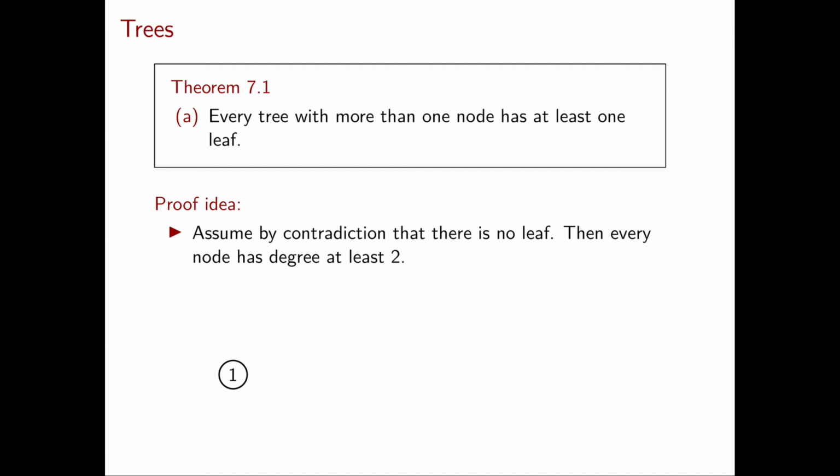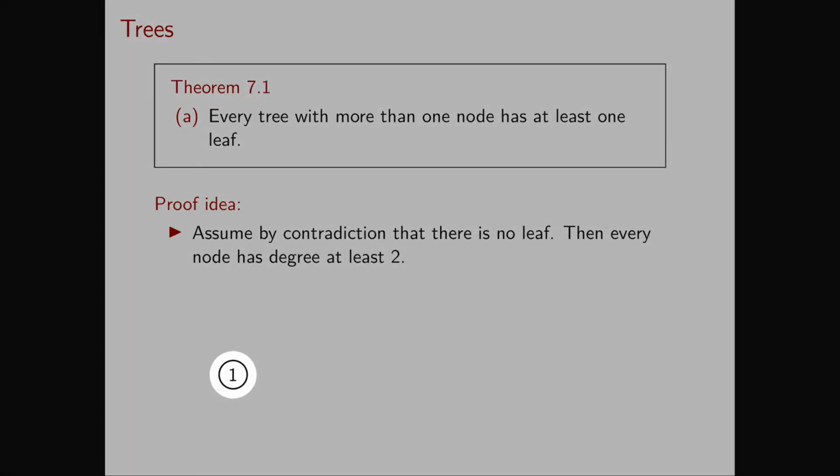We have a tree with more than one node, and we need to show that it has at least one leaf. We will prove point A by contradiction, so we assume by contradiction that there is no leaf. Since our tree has more than one node and it is connected, every node has degree at least 1, but since there is no leaf, every node has degree at least 2. Let's pick a node in our tree. Let's say it's this node 1.